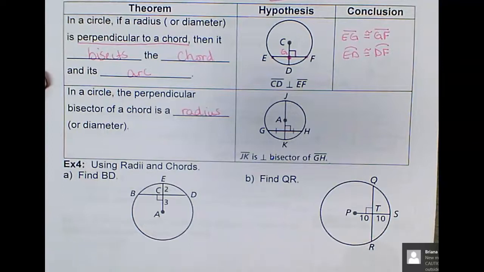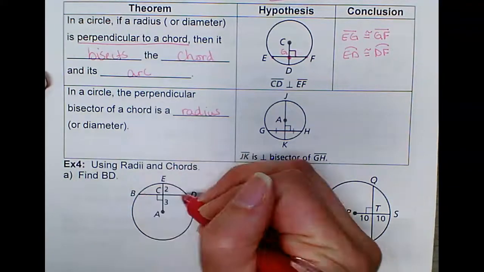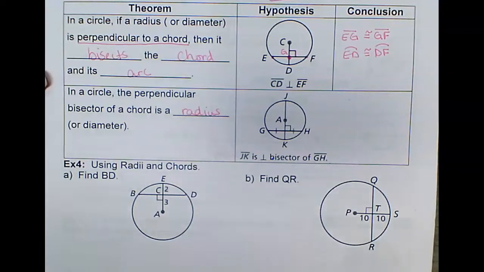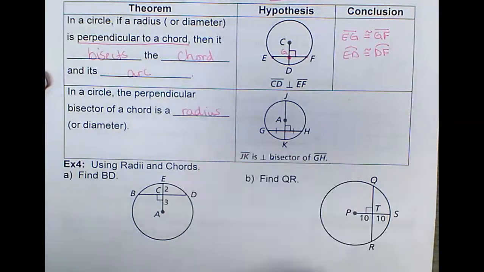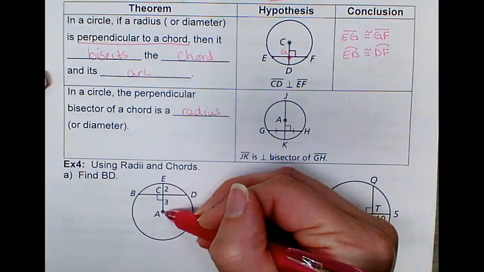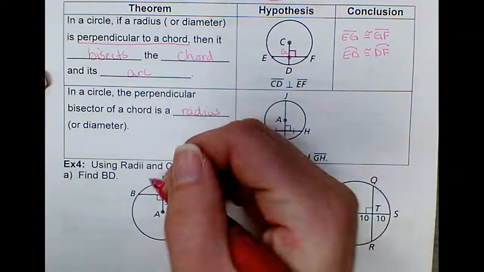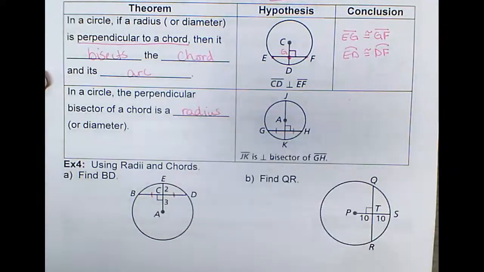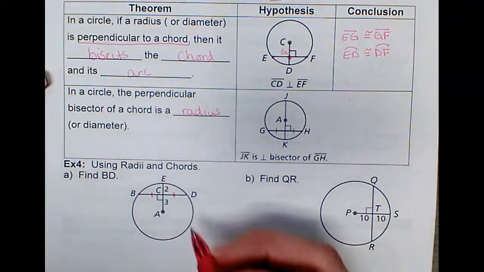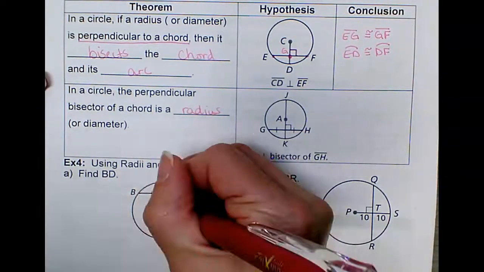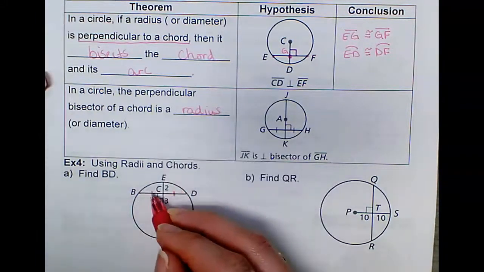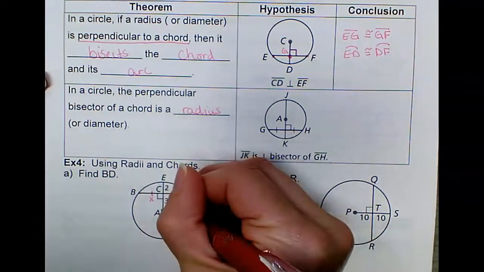my two examples. So I need to find the length from B to D. So in order to find the length from B to D, I notice that I have this perpendicular piece right here. And I know that in a circle, if the radius is perpendicular to a chord, then it bisects the chord. And it also bisects the arc. Well, I'm not interested in finding an arc measure, but it is nice to know that BC and CD should be congruent to each other. So I'm going to go ahead and give it a measure of x, and if this length is x, then this length must also be x.